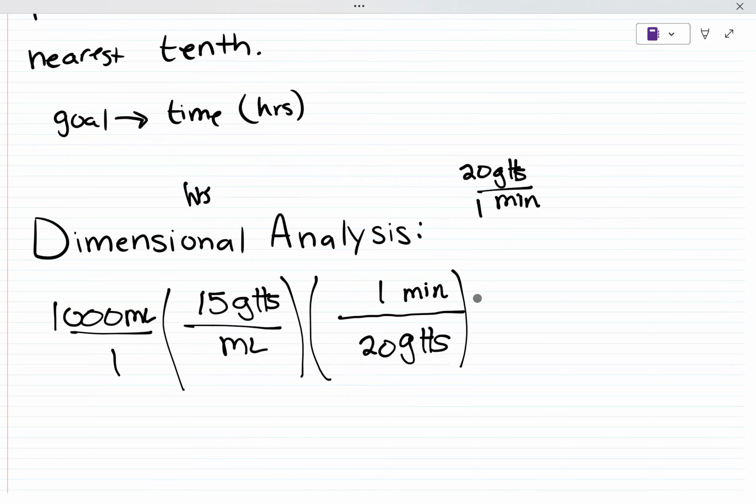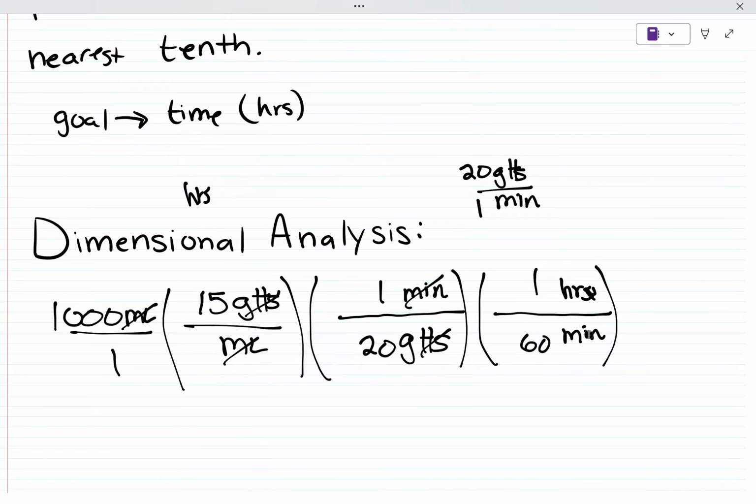Almost there. We have to get it in hours, so I have to get rid of this minute. So I'm going to put minutes on the bottom and hours on the top, right? And we know that for 1 hour, there's 60 minutes. As you can see, the milliliters disappear, the drops per minute disappear, the minutes disappear, and your final unit is hours. And then all you got to do is multiply across.